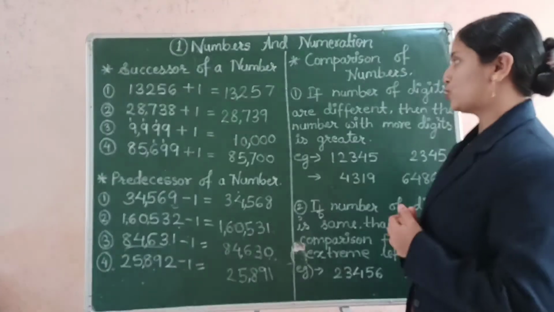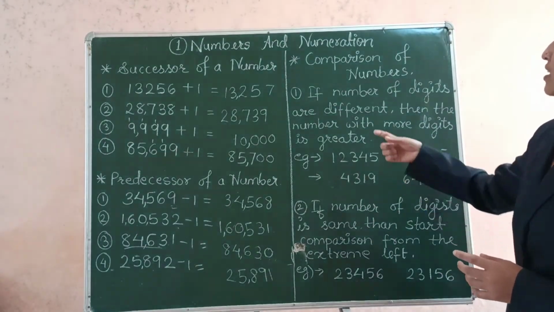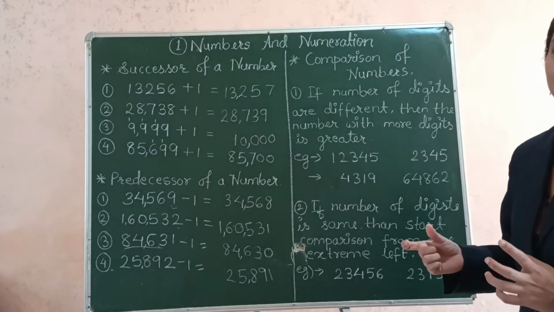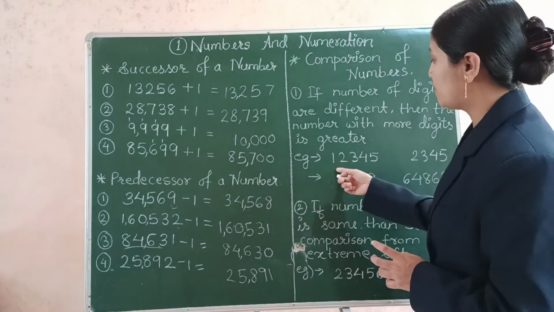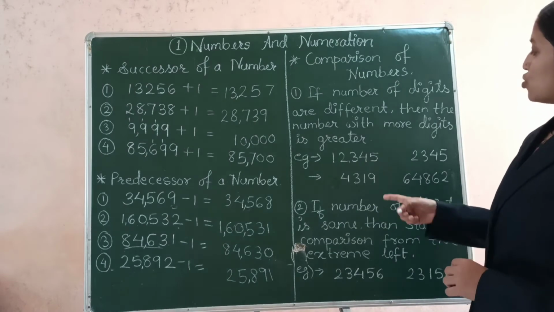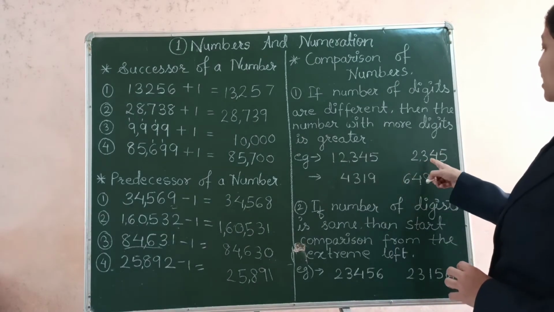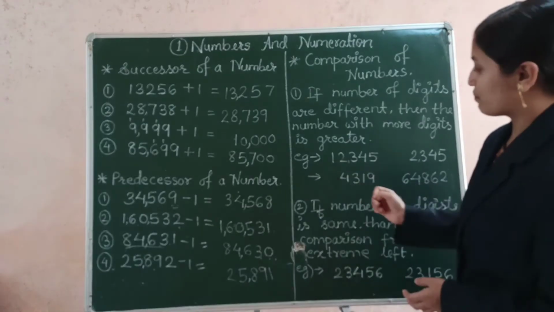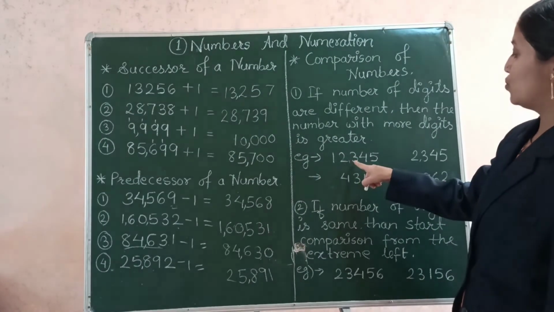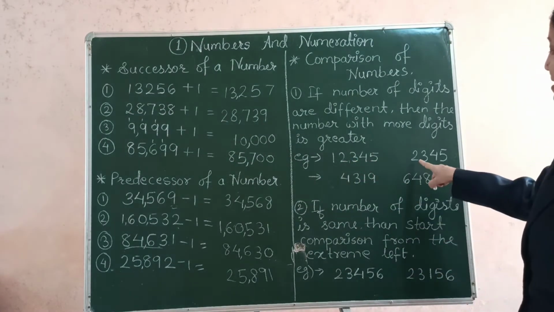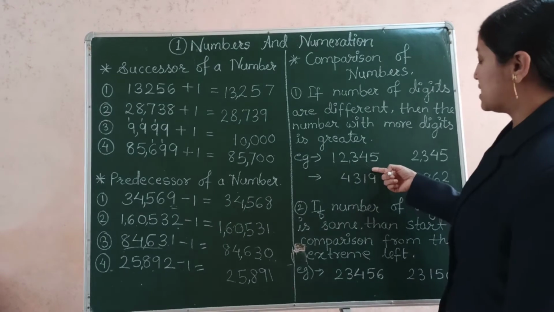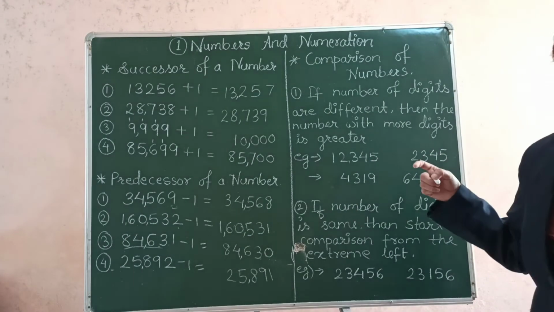So the first rule, as I told you, what does it say? It says that if the number of digits is different, then the number with more digits is greater. Here you can see the first example, 12,345. The other number is 2,345. In this number we have 1, 2, 3, 4 and 5 digits, whereas in this number we have 1, 2, 3 and 4. So this number has 5 digits, whereas this number has only 4 digits.